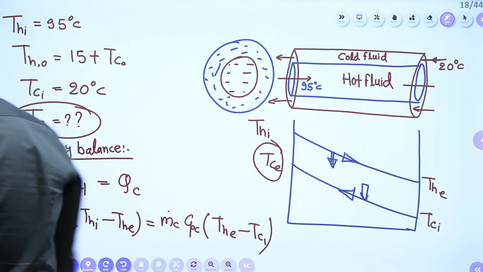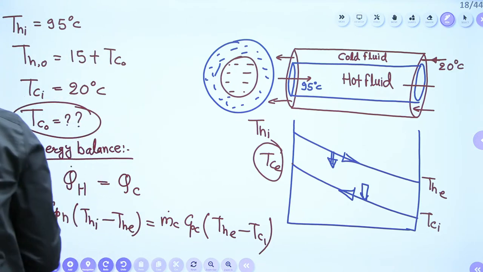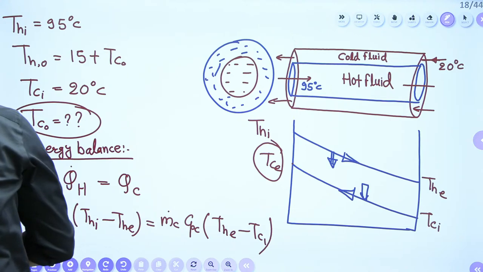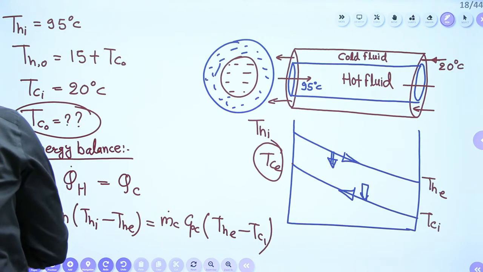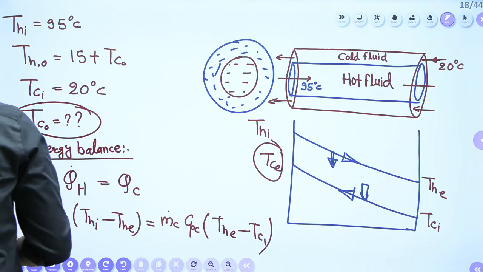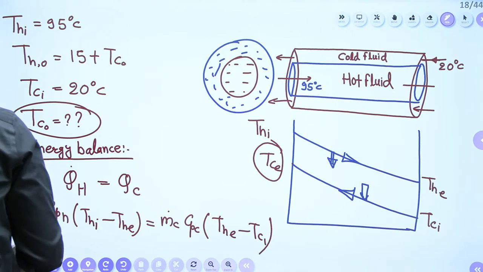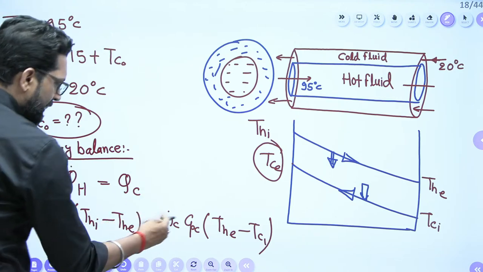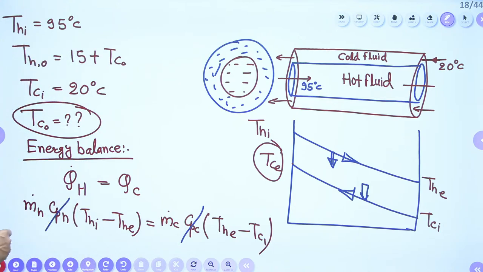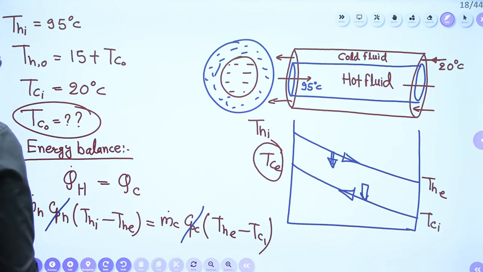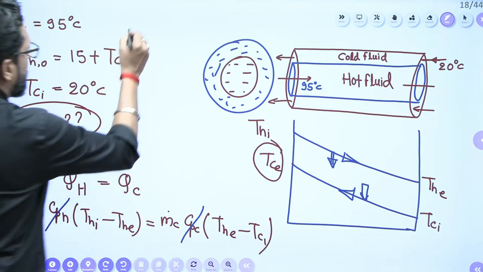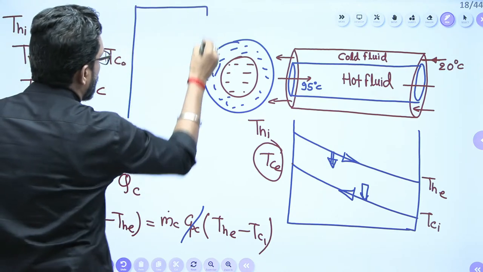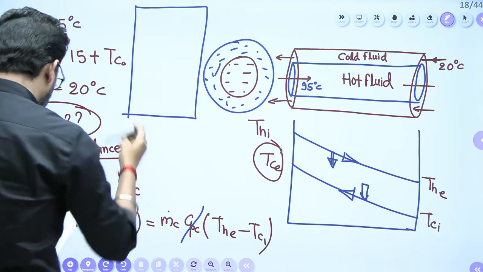Now, is the mass flow rate given or not? We'll check, no problem. Mass flow rate is given, okay, no problem. Both the specific heats are the same. It is given. Now what is given? Data is missing in the beginning, but what is given in the question?